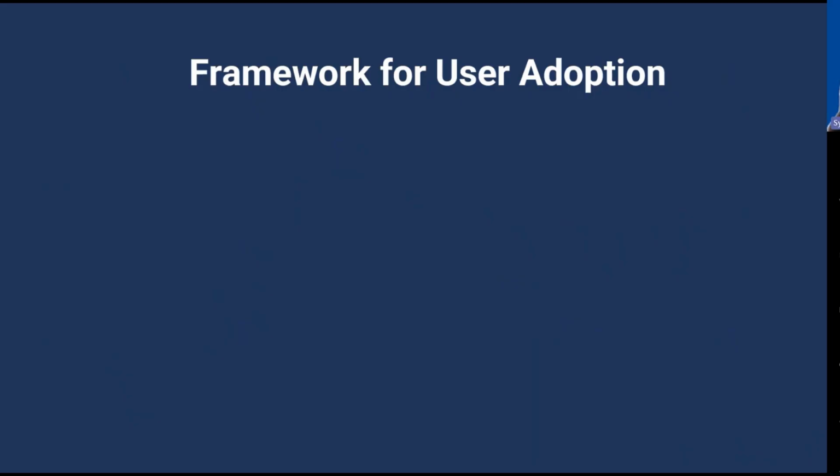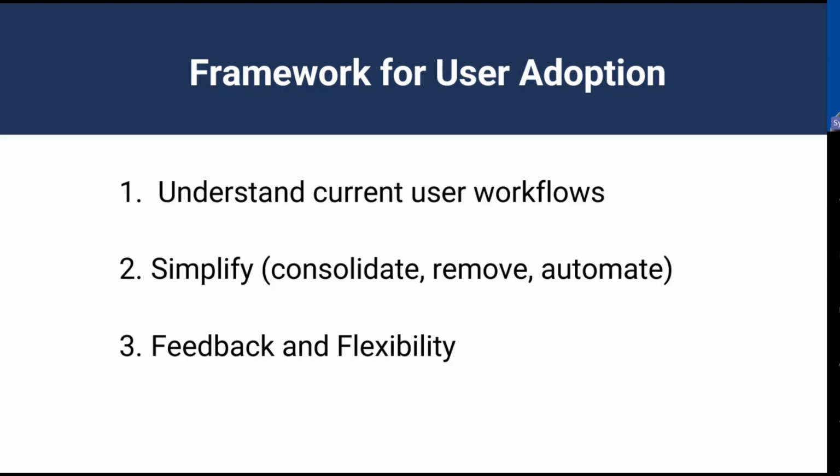So we've just talked about why organizations like Tyson choose Liquid UI. But how do you put these principles into action in your own organization? Well, here's a framework to help bridge UI gaps and drive user adoption. The first step is understanding the reality of your users' day-to-day tasks. What are their most critical workflows? Where do they face bottlenecks, inefficiencies, or frustrations with the current UI?